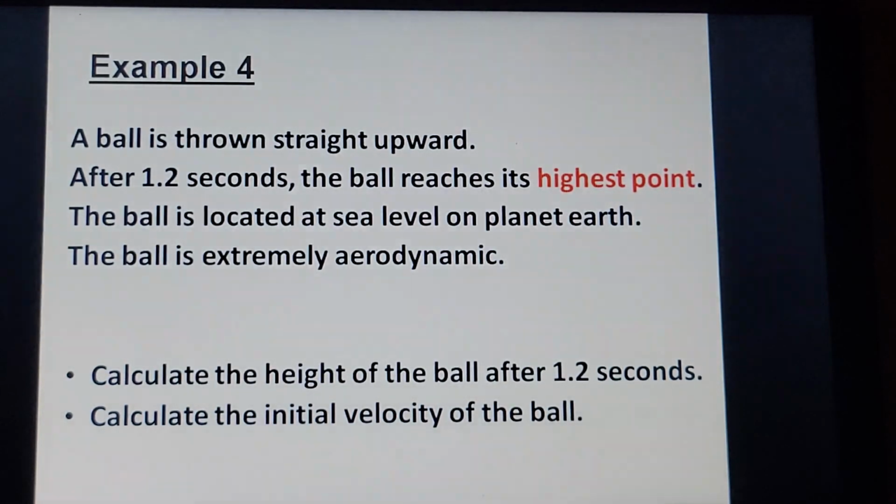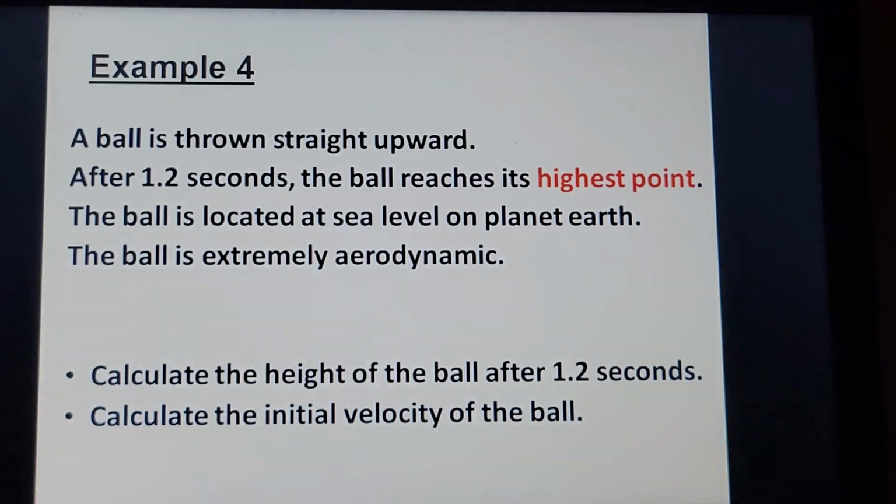After 1.2 seconds, the ball reaches the highest point. You know, when a ball is thrown upward, it gradually slows down until it reaches its highest point, and then it comes to a stop, and then it comes back down to earth. So that highest point is a clue as to what the final velocity is.